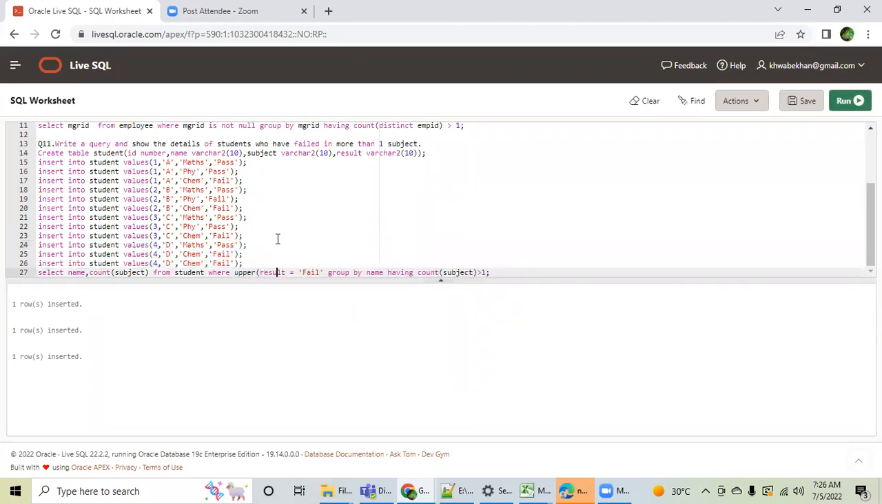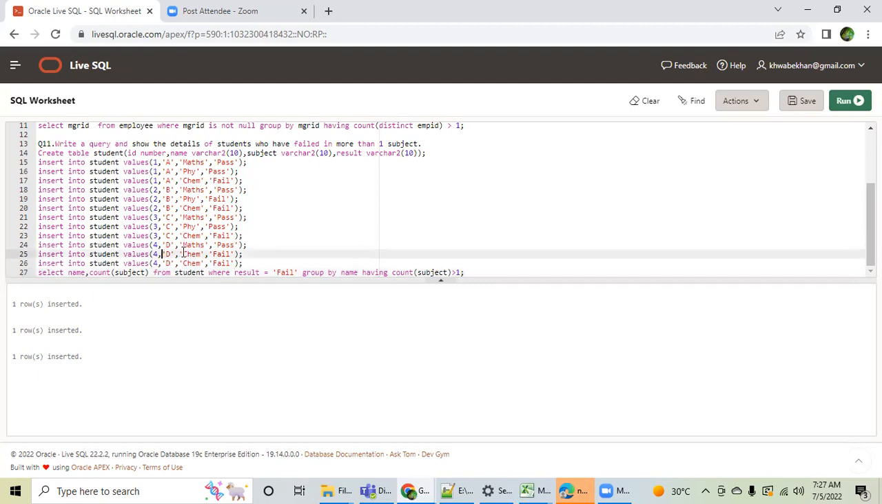No, I'm saying in subject, if chemistry is written in caps, everything is in capital in chemistry. Okay, I will come to that. I will explain that. First let me explain this one.